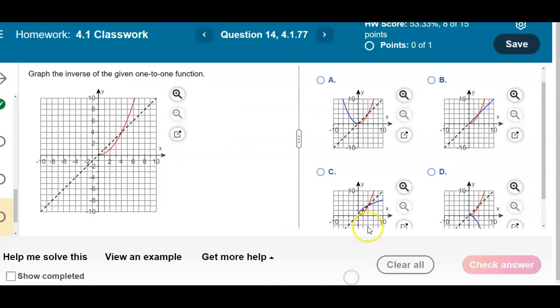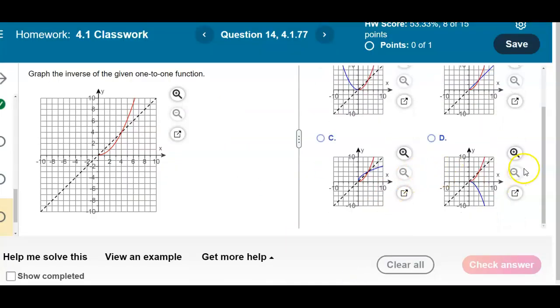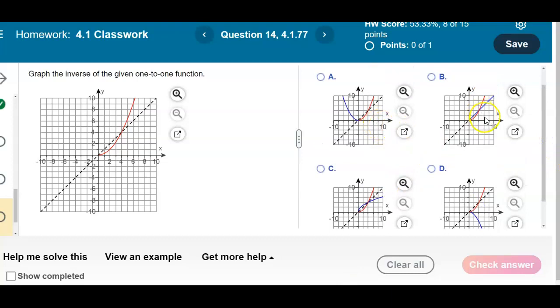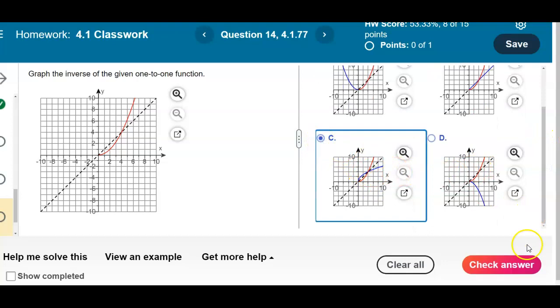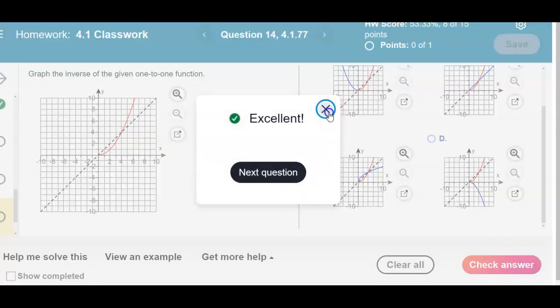So let's come back in here and determine which one this looks like. Well, it's definitely not A. It's not B. It's not D. It looks like it's C. Let's check our answer. And there is our result.